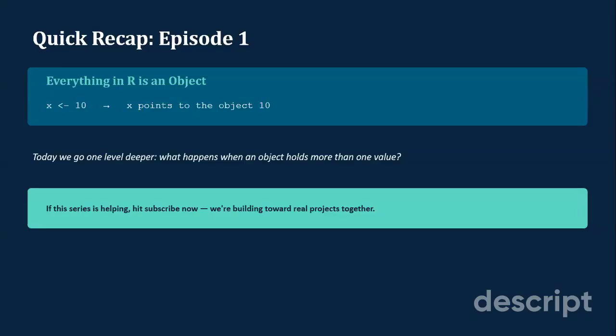In episode 1, we said x <- 10 means x points to the object 10. One object, one value. Today's question is, what if x needs more than one value at once? That's exactly what we are solving.